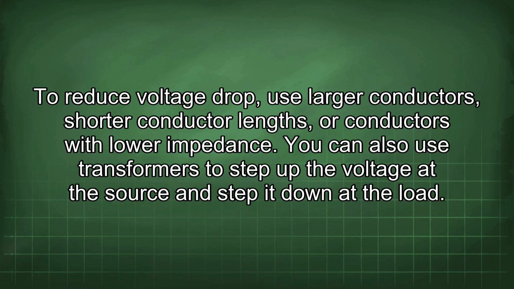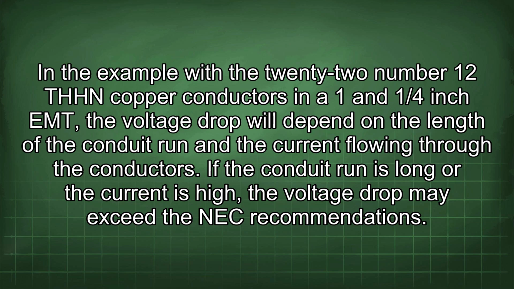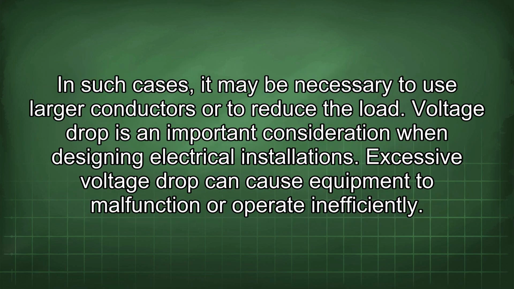You can also use transformers to step up the voltage at the source and step it down at the load. In the example with the 22 number 12 THHN copper conductors in a 1-1/4-inch ENT, the voltage drop will depend on the length of the conduit run and the current flowing through the conductors. If the conduit run is long or the current is high, the voltage drop may exceed the NEC recommendations. In such cases, it may be necessary to use larger conductors or to reduce the load.